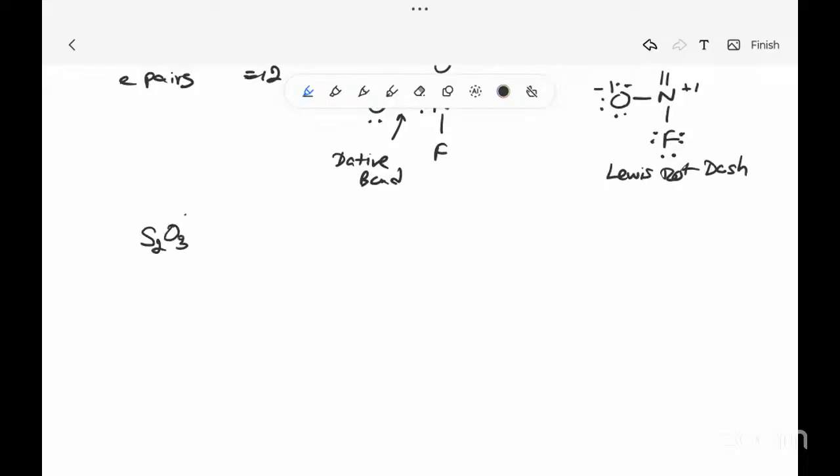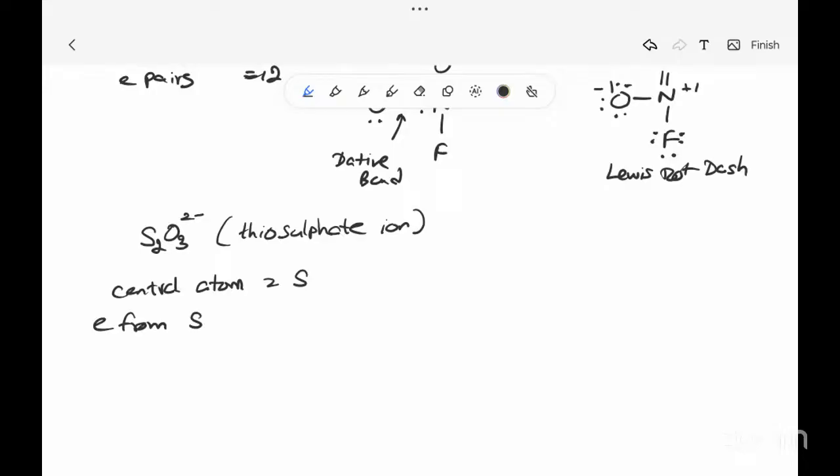S2O3 2 minus ion. We call this the thiosulfate ion. Thiosulfate ion. So the central atom obviously should be one of the sulfur atoms, right? So, central atom: sulfur.